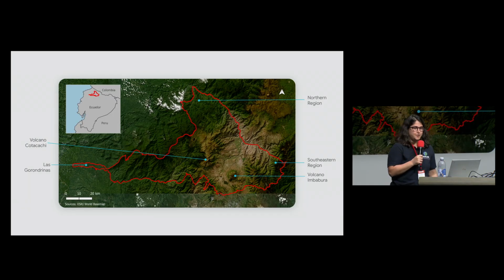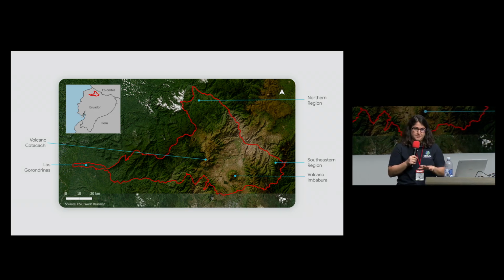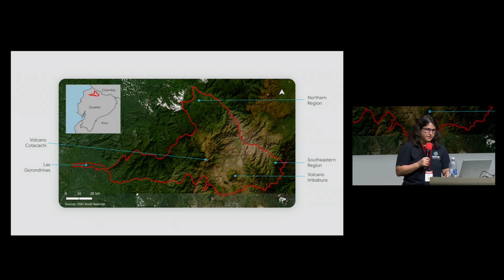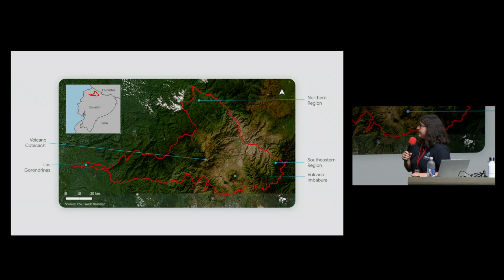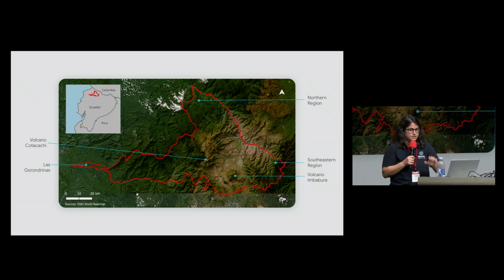These are some of the areas that I'll be highlighting in this presentation. So you'll hear me talk about Las Golondrinas, Volcano Cotacachi, Volcano Imbabura. Both are dormant, so they're inactive. And then the northern region and the southeastern region, just so you know where they are located. And they are spread out across the province.